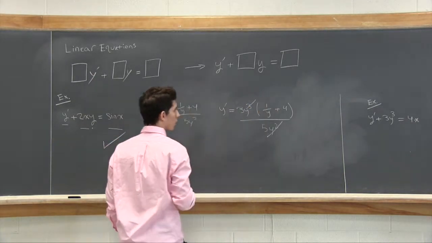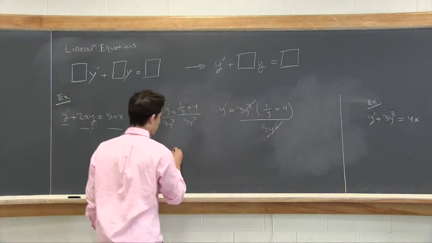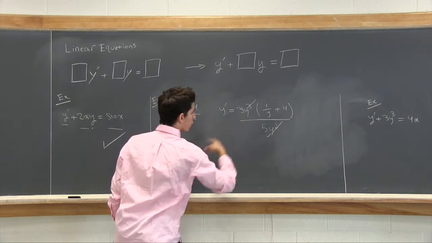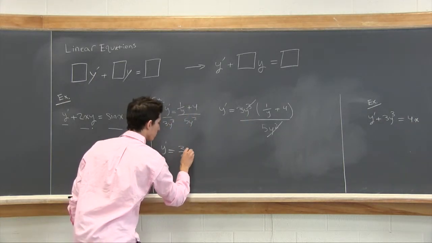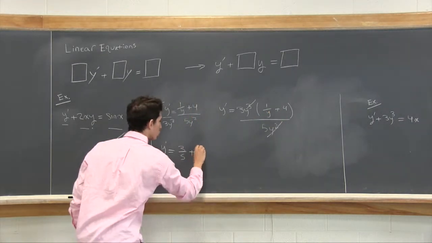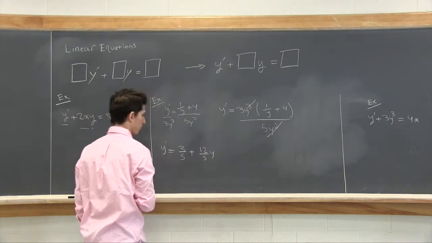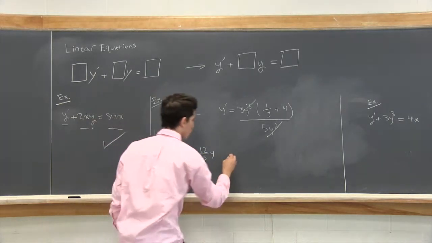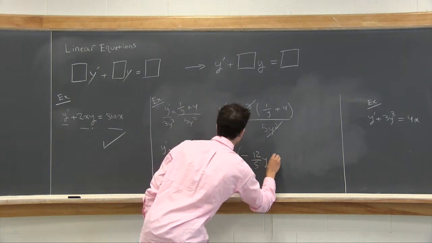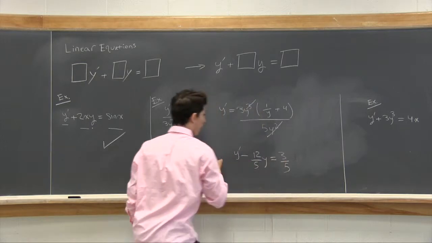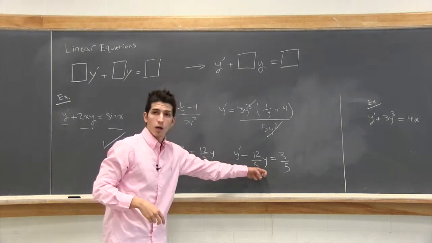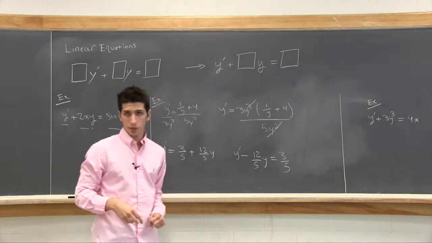And then this guy. So I'm going to multiply everything out and write it again. I'm going to have a 3/5 y over y, or just 3/5. Then I'm going to have 3y over 5 times 4, or 12/5 y. Then I'm going to bring this to the other side. So I'm going to have y prime minus 12/5 y is equal to 3/5. And that obviously is linear, because we have our y prime, and y only occurs linearly in the equation.